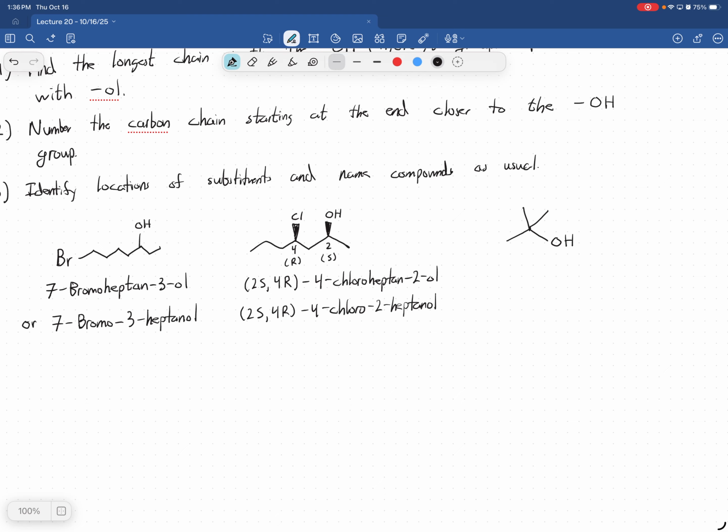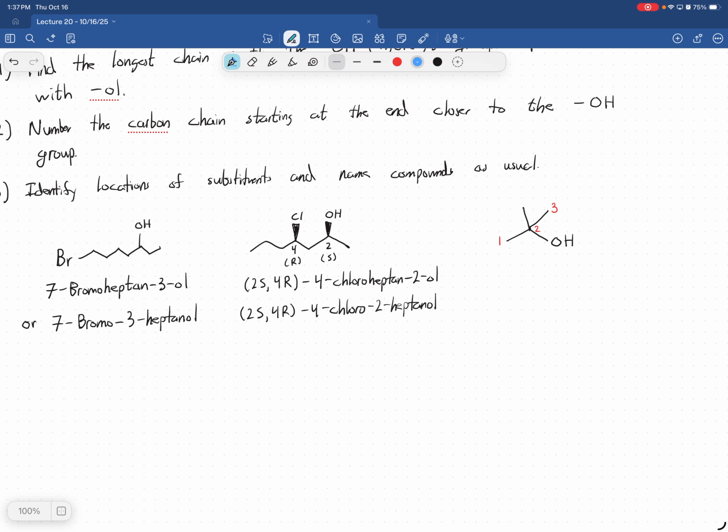All right, how about this one right here? So what's my parent chain? Is it 2 carbons or is it 3? No, not 2. You want the longest chain that at least contains the OH. Yeah, it's 3. As long as the OH is on a carbon in the chain that you number, it's still considered the correct way. So 1, 2, 3. Okay, like that.